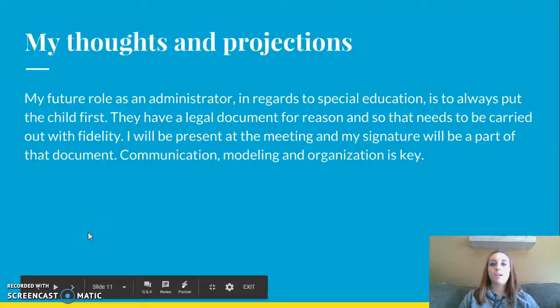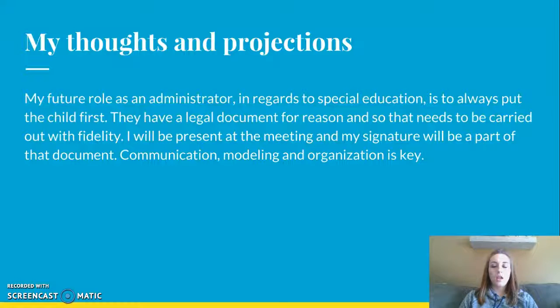So my thoughts and my projections about myself as a future administrator in regards to special education: always, always put the student first. That is why we're there. That's why we're in this line of profession. Those kiddos have IEPs, those legal documents, for a reason. And so those need to be carried out with fidelity. I will be present at those meetings. That's one of my responsibilities as an administrator. And my signature will be on that document. So I am just as responsible for making sure that it's being carried out.